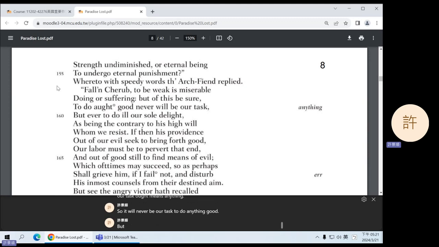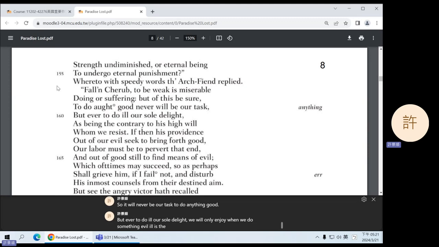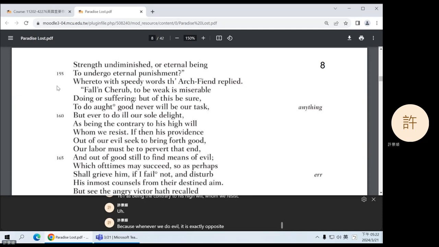But ever to do ill our sole delight. We will only enjoy when we do something evil. Ill is the opposite of good. Today, ill is sometimes also the opposite of well, right? Well means healthy, ill means sick. As being the contrary to his high will whom we resist. Because whenever we do evil, it is exactly opposite of what God wants, and God is whom we resist. This is the guy that we are fighting against.